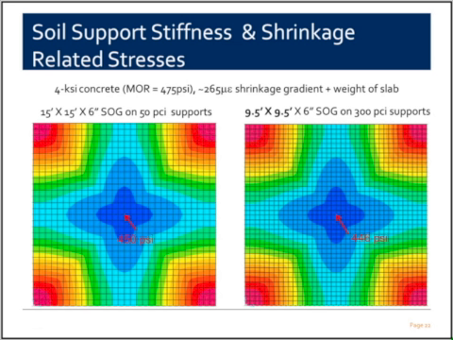If we were to reduce the slab size to 9.5 square feet for the slab supported on 300 PCI elastic springs, with the same slab thickness and shrinkage gradient, the stresses come down to about the same level as the 50 PCI supports. And so for the same shrinkage gradient and concrete strength, we might want to use closer joint spacings for our slab supported on 300 PCI elastic springs or stiffer soil.